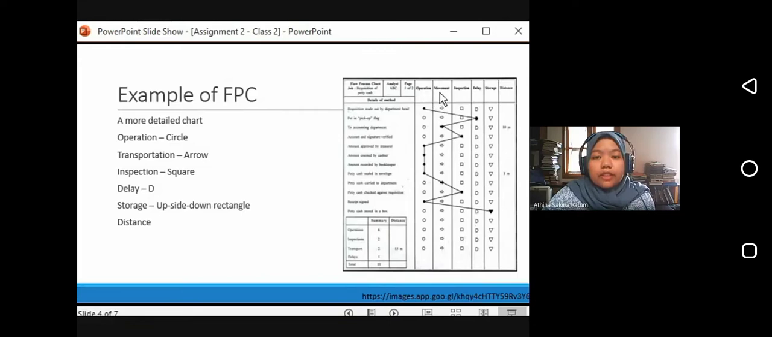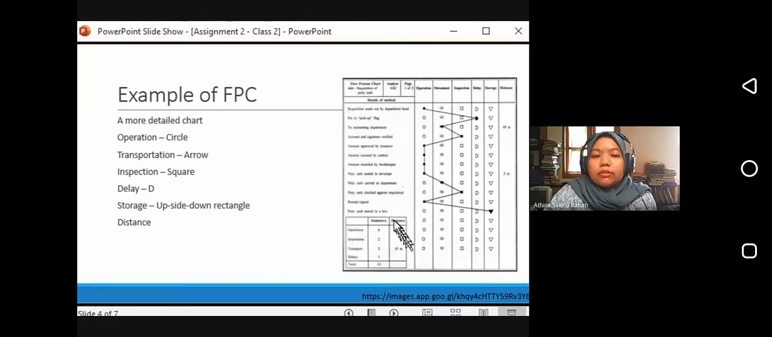So here on the operation, transportation, inspection, delay, storage, you make the list of all the processes that are used to make a product, and then you color each of the operations that is applied to each process, and then you take a straight line between one operation to the next operation. If there is a transport, then please write down the distance.